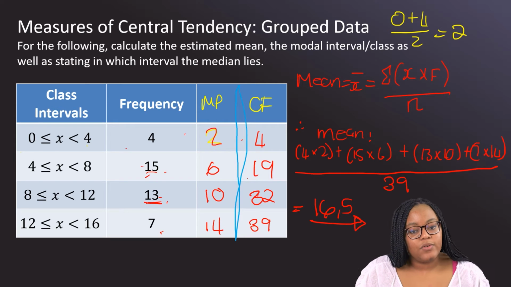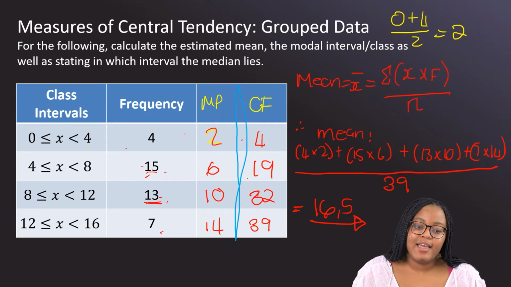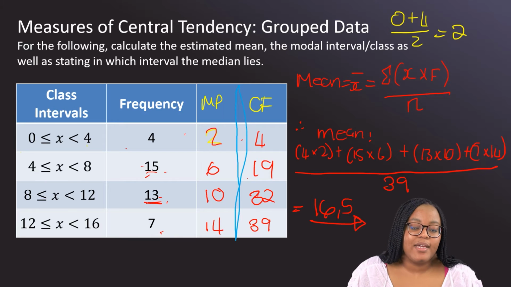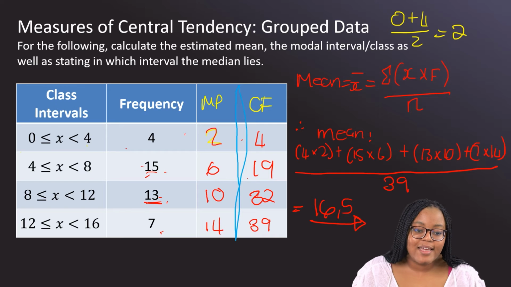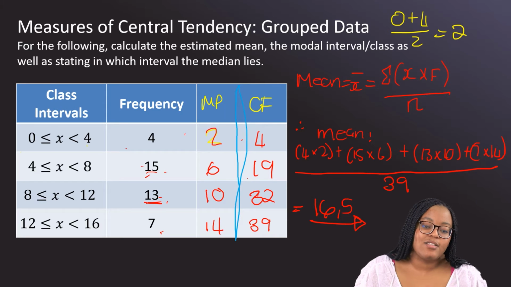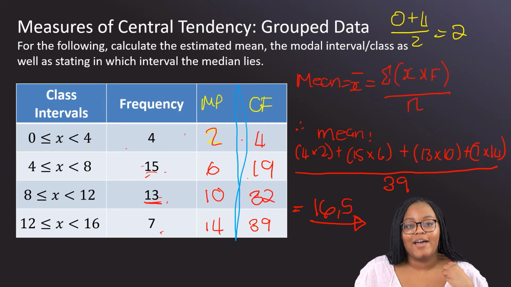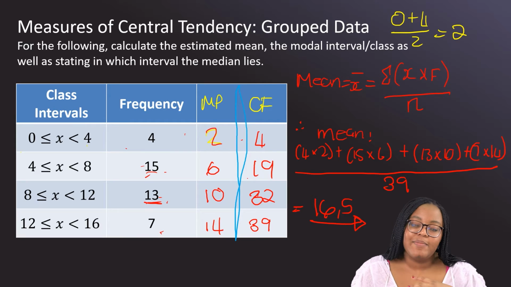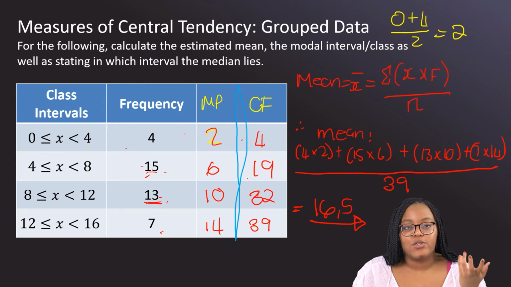The modal interval or class is going to be that data value which appears the most frequently. And you'll notice I said frequently because we are going to be looking at the modal class, or the class in which we have the highest frequency. Because where you have the highest frequency, you know that the values within that data class are going to appear the most often.